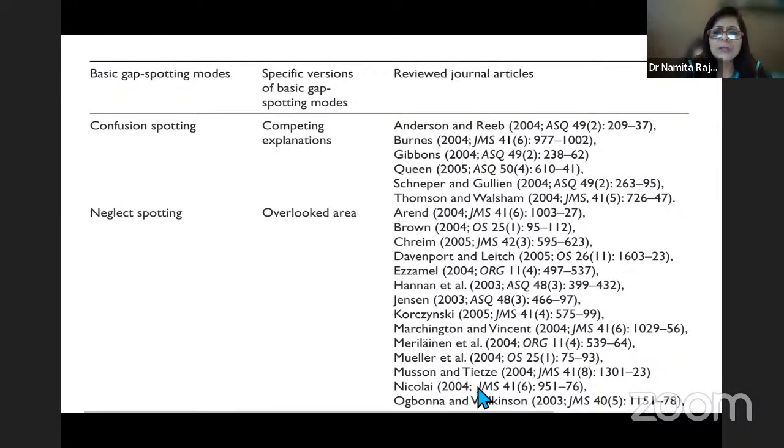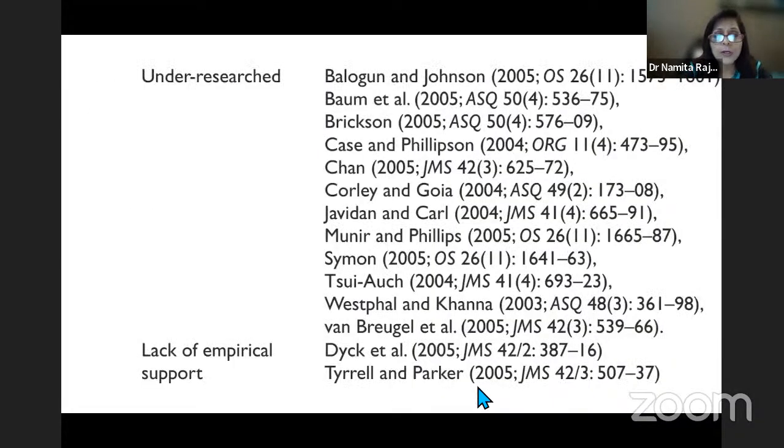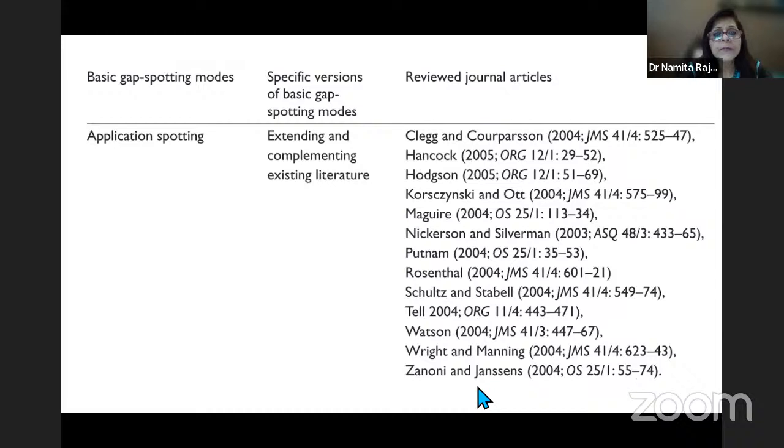That is an area which is overlooked. Some areas are under-researched. Some areas don't have empirical support. That is, you don't have the requisite data to support your research gap.